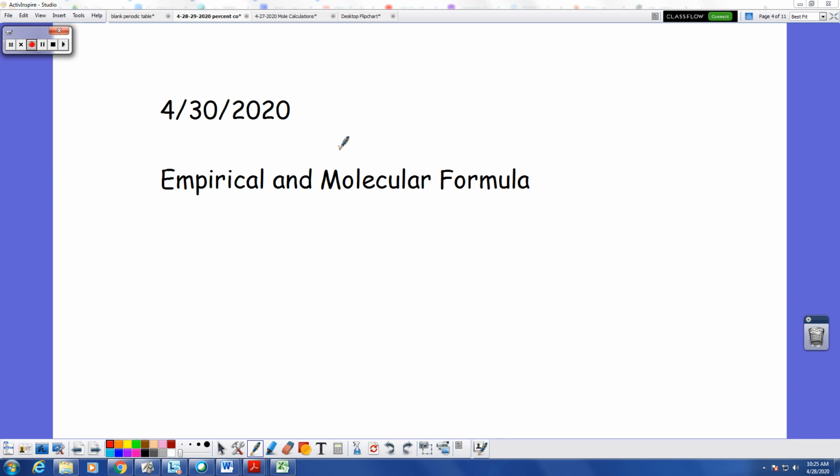Okay, Thursday, April 30th, we're going to do empirical and molecular formulas, still along the lines of using the molar mass. This is kind of what we did yesterday, the percent composition backwards. So if we're given the percentages, how do we find out what the formula is?